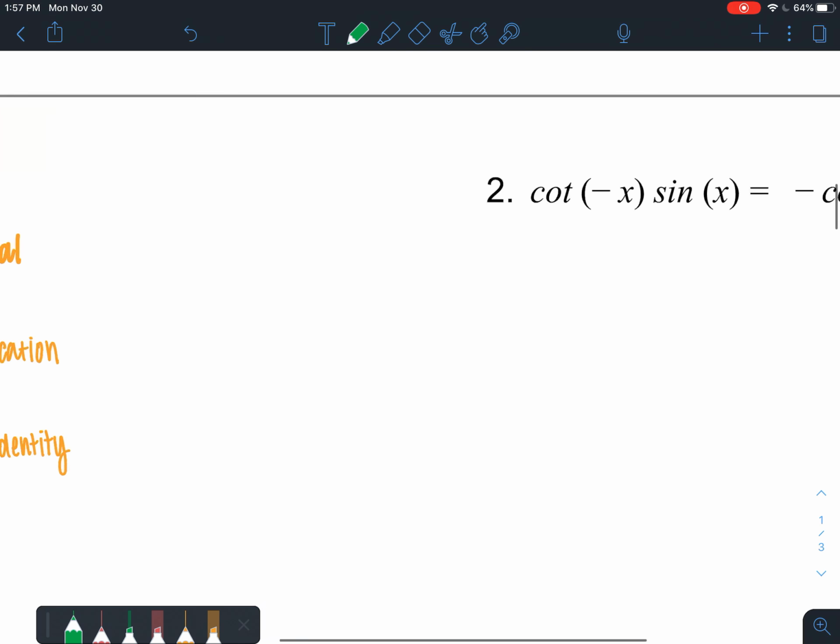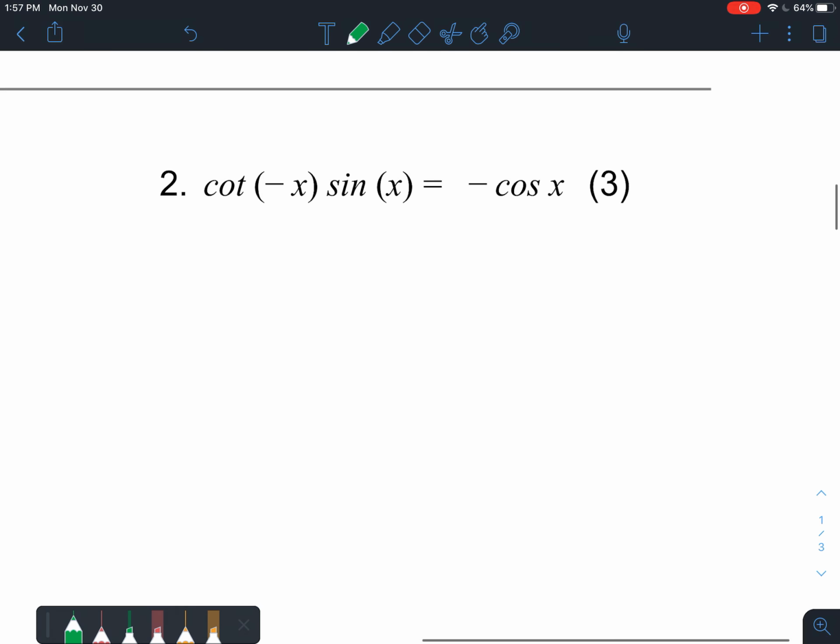All right, let's look at number 2. Okay, so first up here, I have cotangent of negative x. I'm actually going to write this as negative cotangent of x times sine of x. And all I did there was I used an even-odd identity.